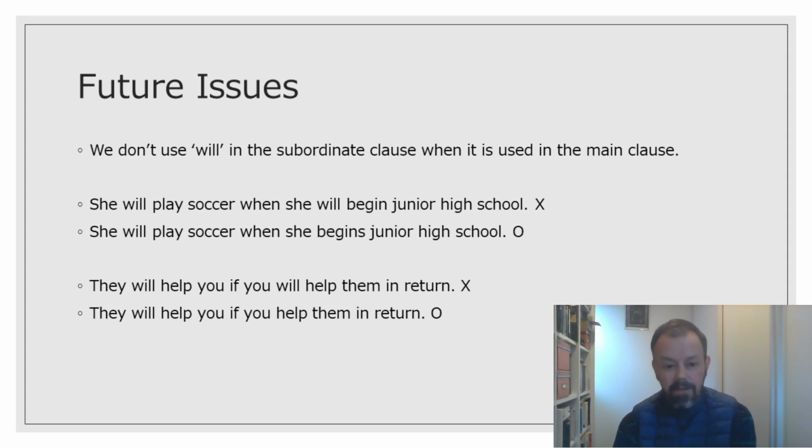And just another example, very similar. They will help you if you will help them in return. Again, the subordinate clause is using will here, which is not correct. They will help you if you help them in return. So this is another extremely common mistake, I would say.